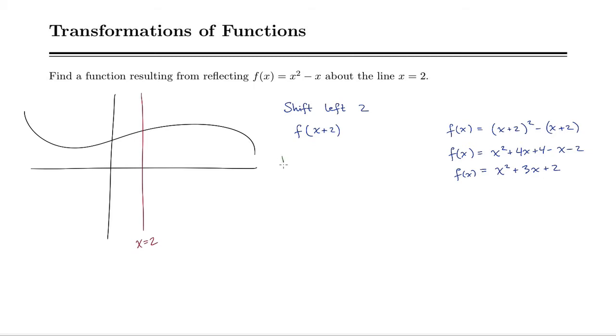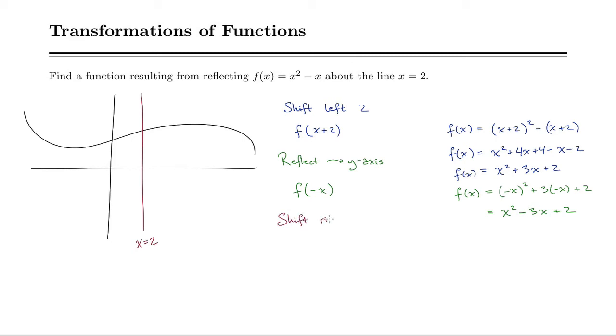Now we need to reflect it. Let's reflect across the y-axis now. Well, we do that by simply plugging in a negative x. So for our new function, we just plug negative x in to each of these x's, which ends up being x squared minus 3x plus 2. All right, now we reflected about that line. Now we need to shift it back to the right.